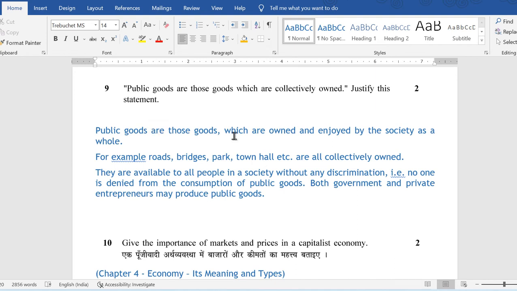Question number 9. Public goods are those goods which are collectively owned. Justify this statement. Public goods are those goods which are owned and enjoyed by the society as a whole. Example, roads, bridges, park, town halls, etc. They are all collectively owned. They are available to all the people in the society without any discrimination. That is, no one is denied from the consumption of public goods. Both the government as well as the private entrepreneurs produce public goods.